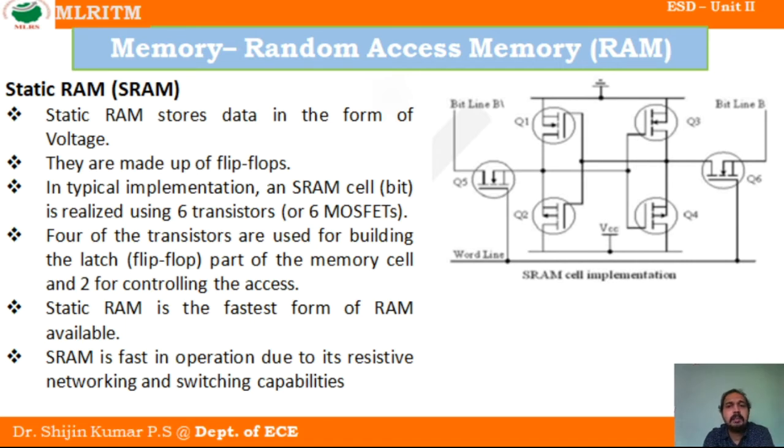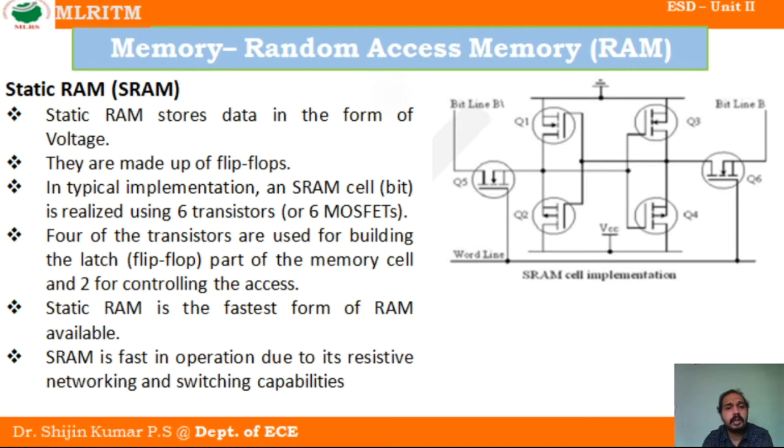A typical static RAM is implemented using 6 transistors or 6 MOSFETs. Out of these 6, 4 of the transistors are used for providing the latch or flip-flop part of the memory cell, and 2 for controlling the access. An access control will be provided for each and every bit.